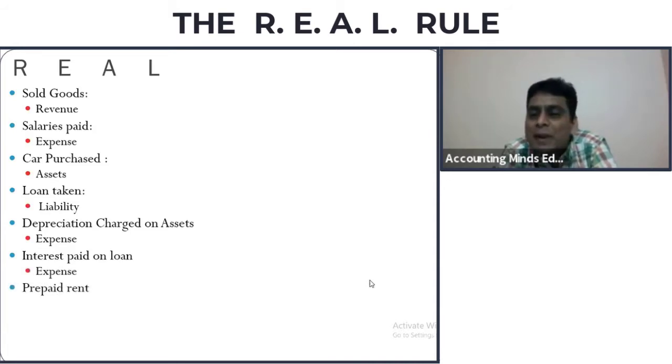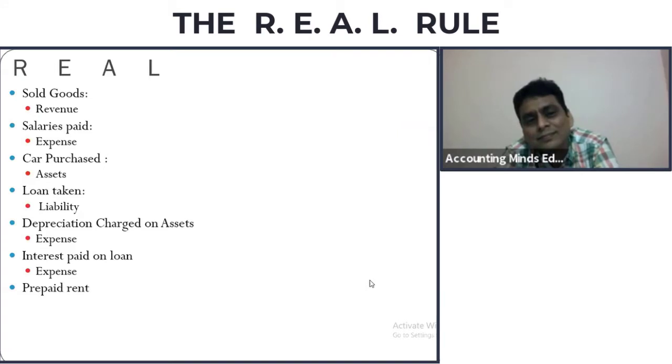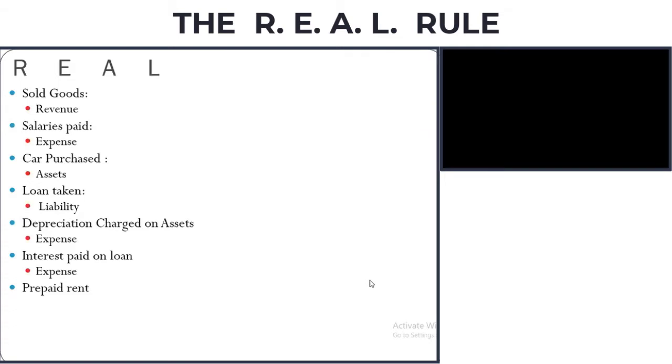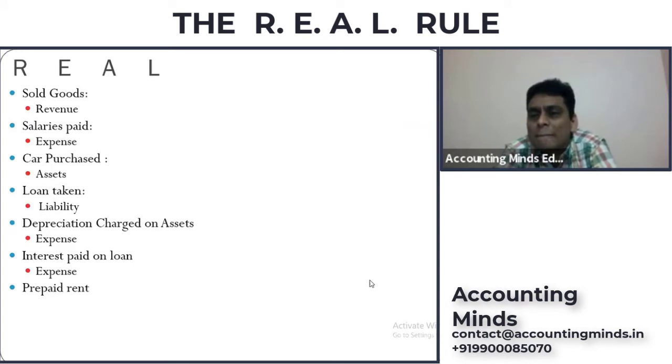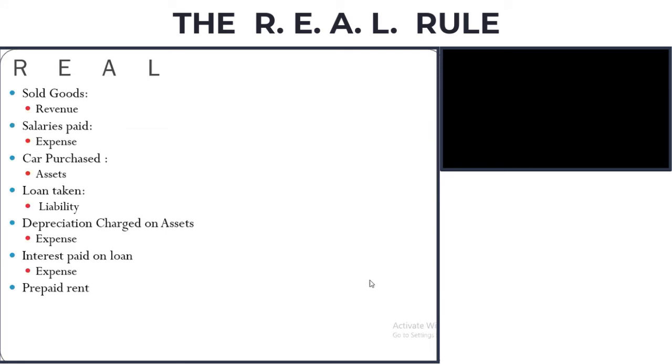What's next? Prepaid rent. If I simply say rent, then it is an expense. Now just say prepaid rent. What is it? Expense only, sir. We are just paying it in advance. So it is an asset.